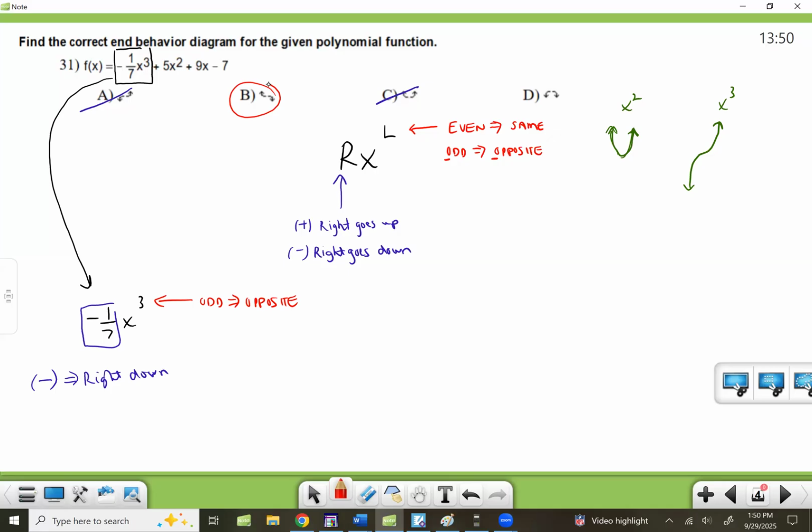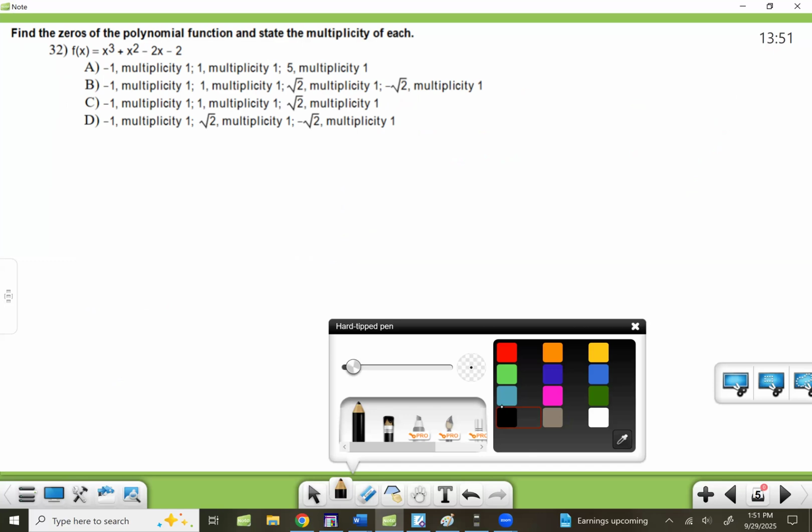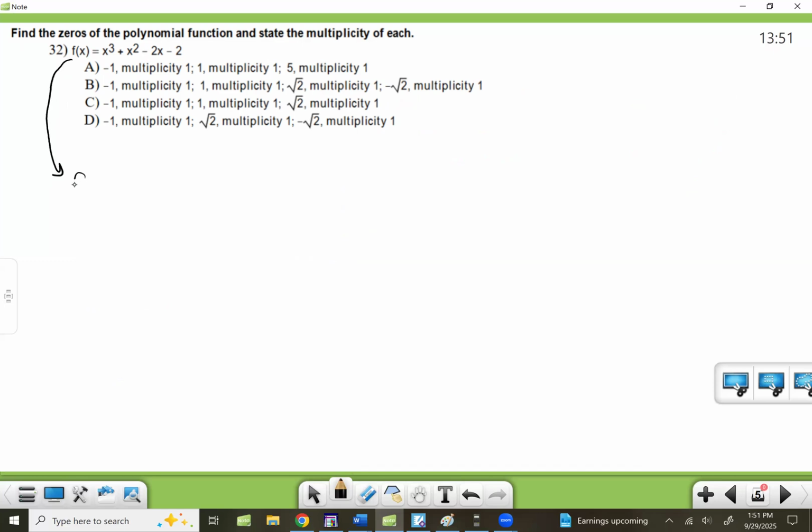All right, let's take a look at number 32. Find the zeros of the polynomial function and state the multiplicity of each. So in order to find the zeros, you're going to have to let y be 0. So we're going to make that f of x 0. And who knows how you'll solve this? It could be factoring. It could be quadratic formula, right? In this case, it's going to be factoring by grouping.